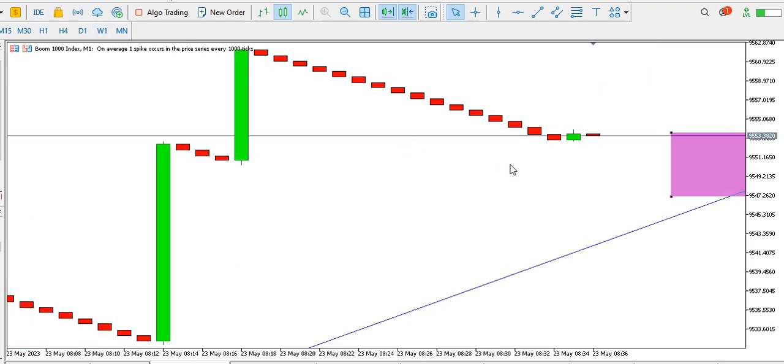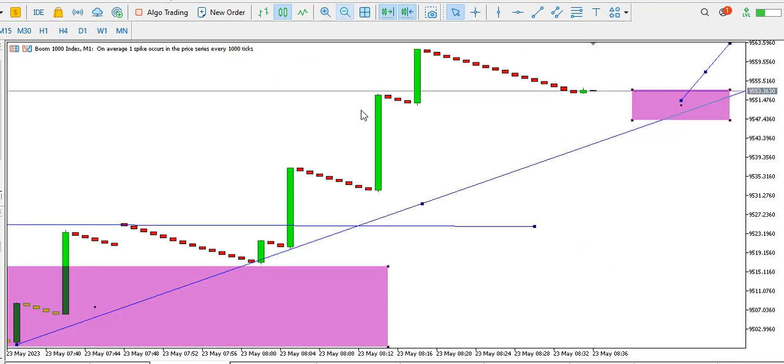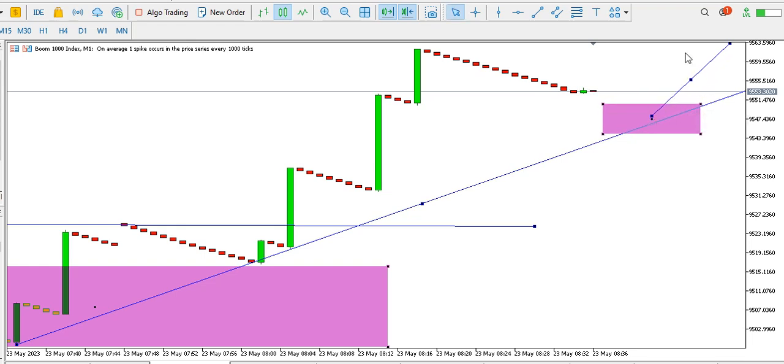On the 1 minute, we have price ticking up. Okay, the trend is much clearer on the 1 minute, so we might be expecting price to get to this point and then go up. But a break of this particular point will send price a bit down. All right, that's that for boom 1000 index.